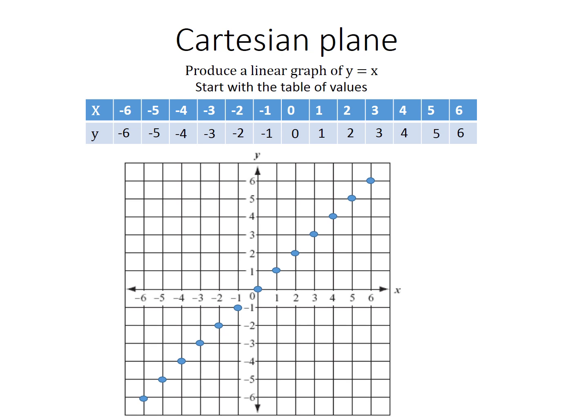And we can draw a line to join up all these points. And there we have it. There is our graph of y equals x, where all the values of y are exactly the same as the values of x.